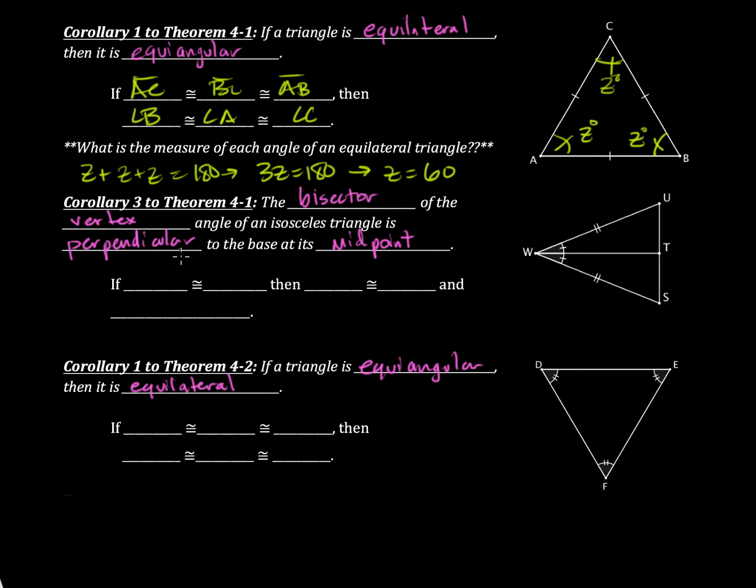Now, the next one, it says that the bisector of the vertex angle of an isosceles triangle is perpendicular to the base of the triangle at its midpoint.